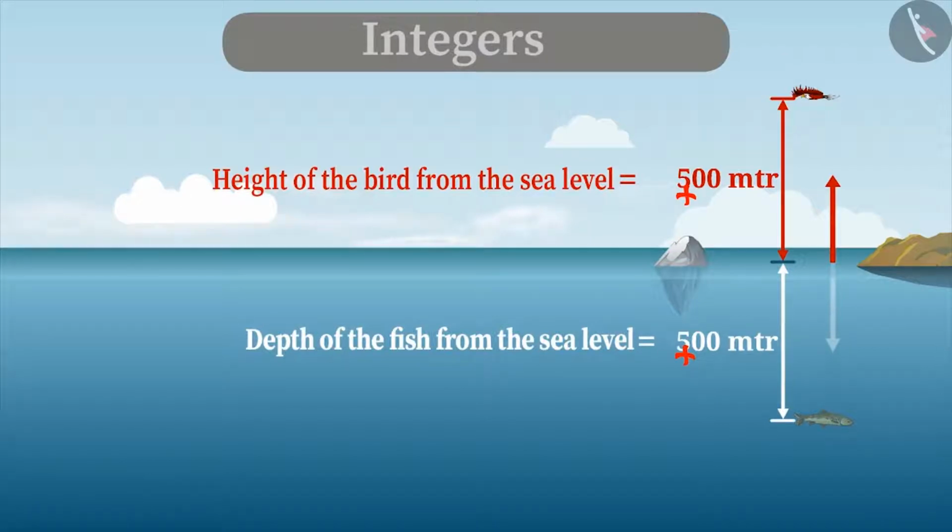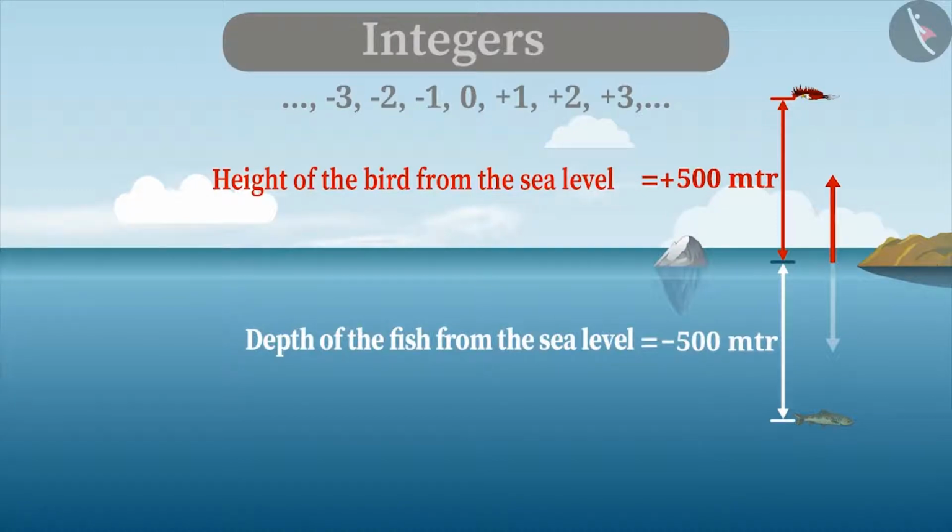Since whole numbers are incapable of representing this kind of situation, we use integers. In this case, the height above sea level is represented with a positive sign as plus 500 meters, and the depth below the sea level must have a negative sign such as minus 500 meters. It is now quite clear that plus 500 meters means 500 meters above the sea level and minus 500 means 500 meters below the sea level. Now let's consider some more examples of integers to understand it much better.